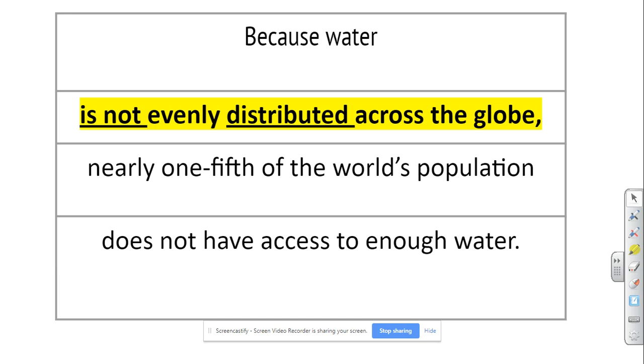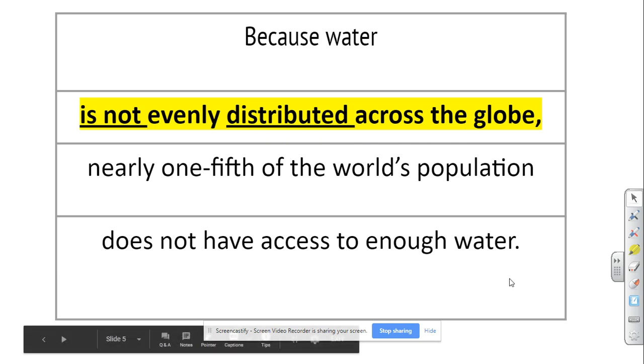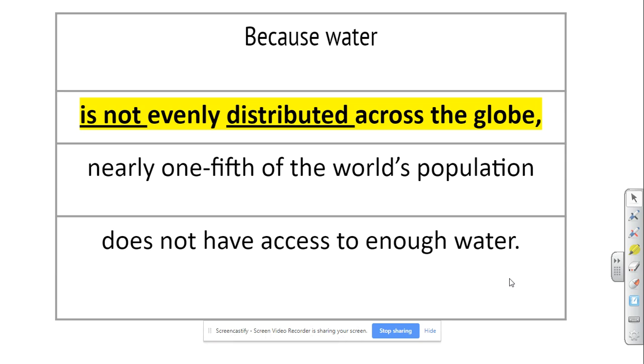The next part is to take a look at this entire sentence: Because water is not evenly distributed across the globe, nearly 1/5 of the world's population does not have access to enough water. You're going to think about whether you can say this sentence in your own words. For instance, it could be something like, many people don't have enough water because there isn't an equal amount of it around the world. That would be saying the same thing.